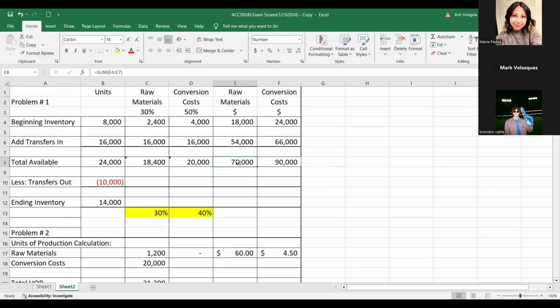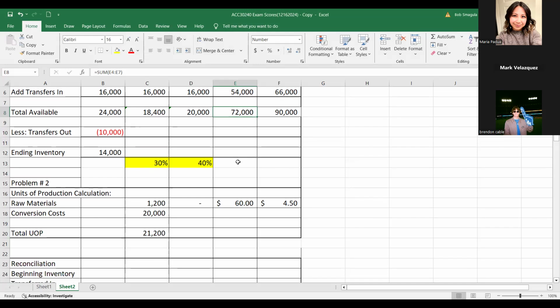You take that number and we're going to divide it by the equivalent units of production for raw materials. That's $72,000. We know we had partially done the raw materials. We divide it out, we get $60 per unit.